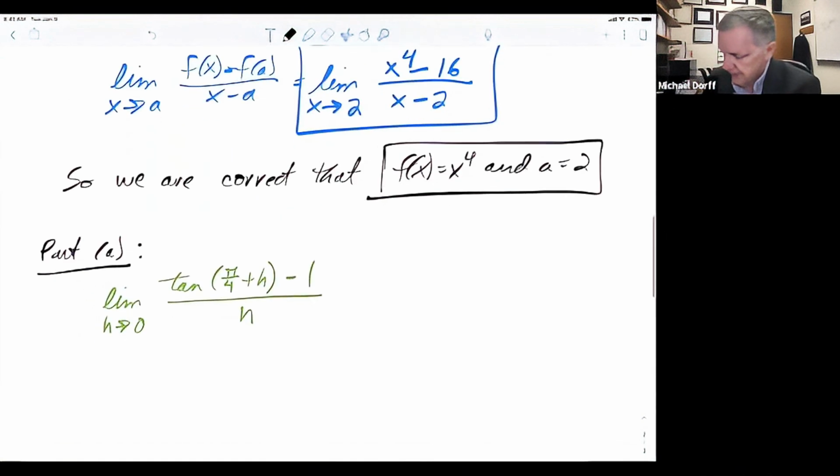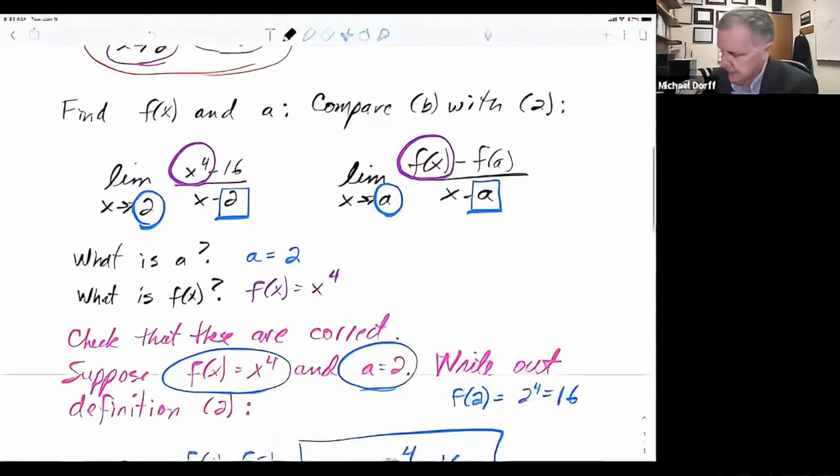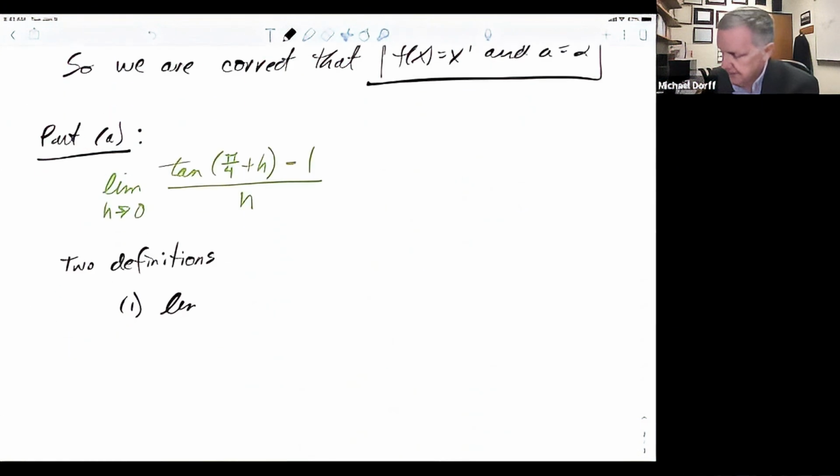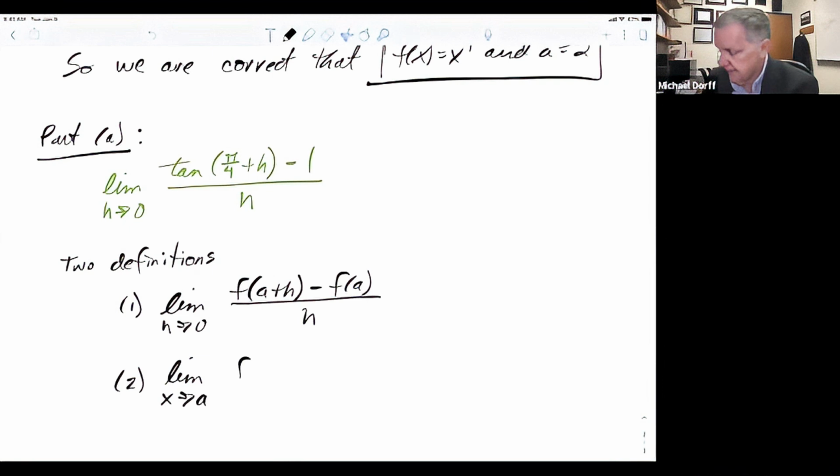We have two definitions. Remember, the first one was, let's write it with the limit: the limit as h goes to 0 of f of a plus h minus f of a, all over h. And the second one is the limit as x goes to a of f of x minus f of a, all over x minus a.